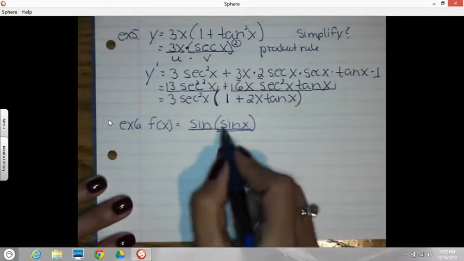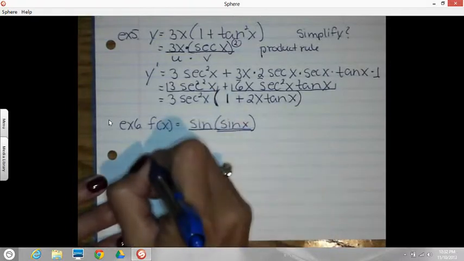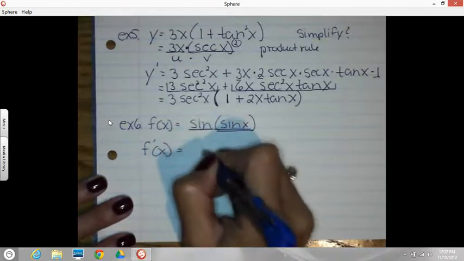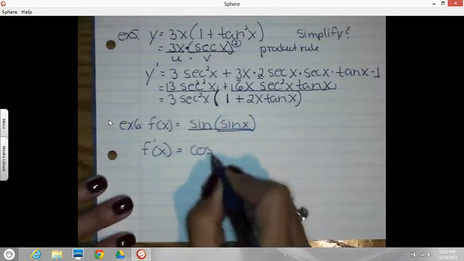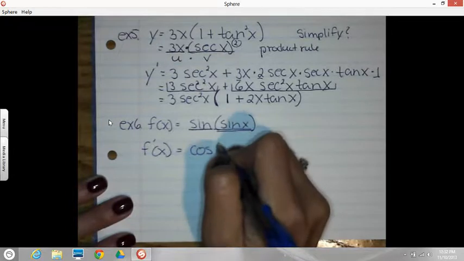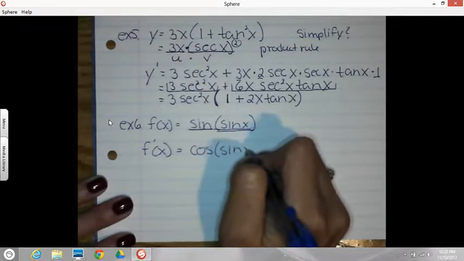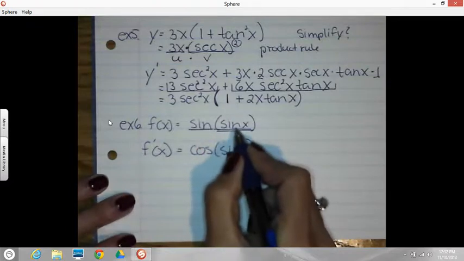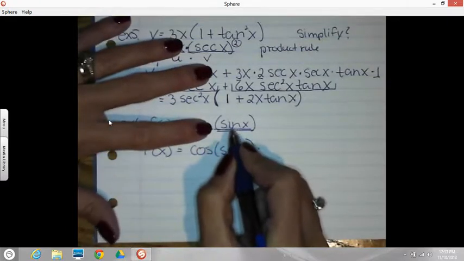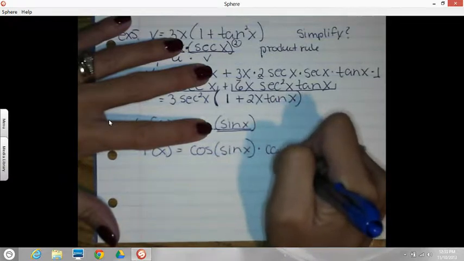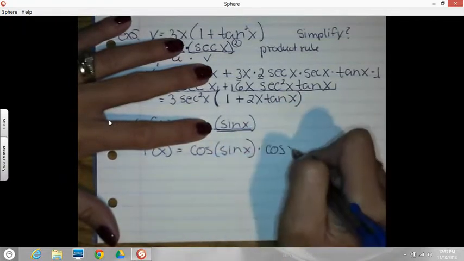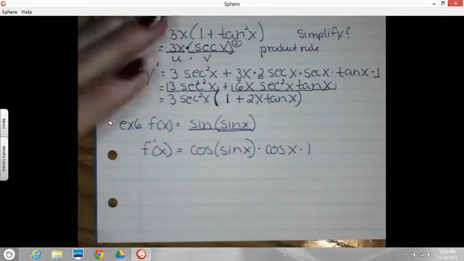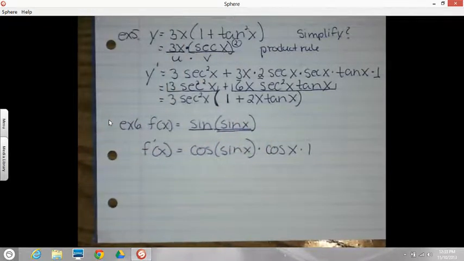So we're ready for derivative. The derivative of sine is cosine. I have to have the exact same angle that I had. So it's cosine of sine x. Then I'm going to multiply by the derivative of the angle, and that's a trig function again. The derivative of sine, again, is cosine of this angle, times the derivative of the angle, which is a 1, which is not necessary. And there it is. There's no simplifying to be done there.